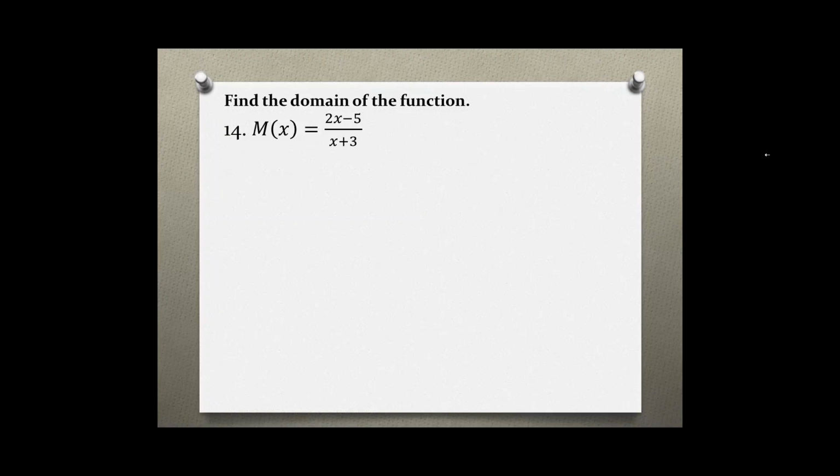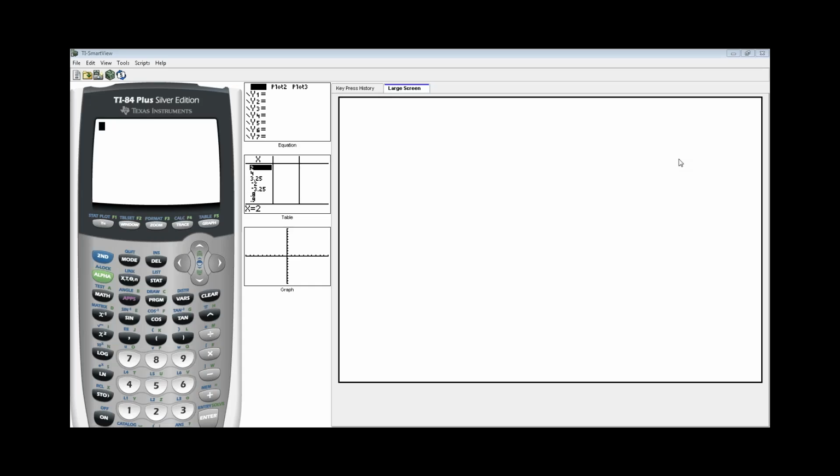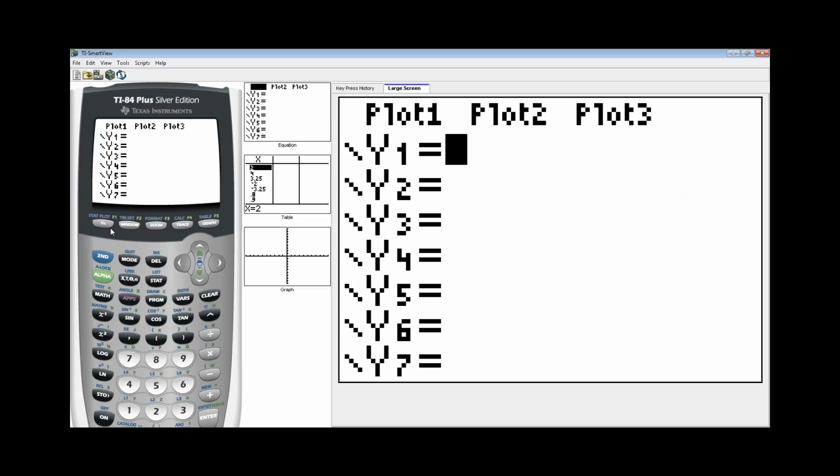To get a better understanding, let's first graph this function on a graphing calculator to look at the picture. So here we have our graphing calculator, and we are going to plug in this function. Start by pressing on y equals, and then we have 2x minus 5 in the numerator. We have to use parentheses to make sure the calculator understands what we are trying to do. So 2x minus 5, closed parentheses for the numerator.